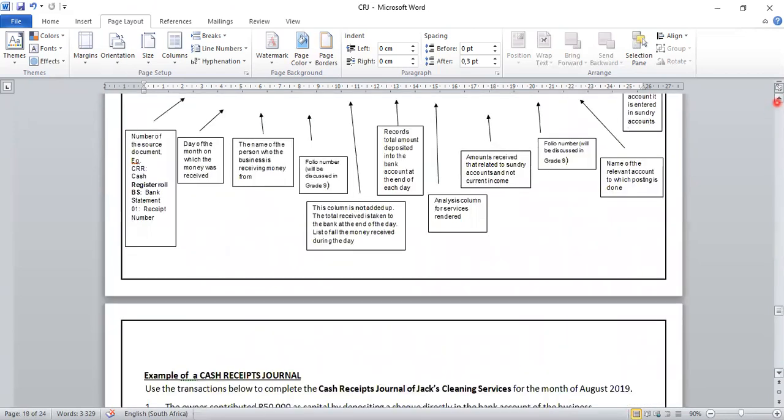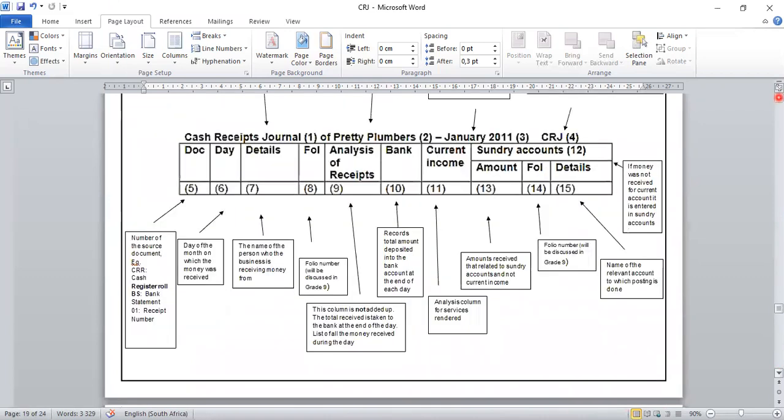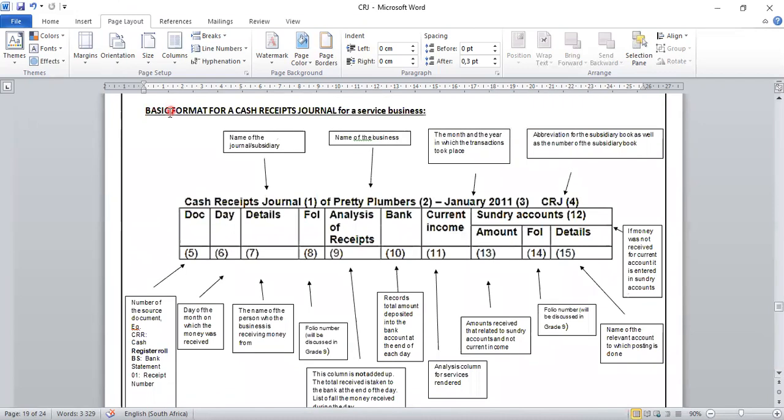Okay, let me try and go up a bit. Okay, basic format of a cash receipt journal for a service business. Learners, you will have your heading, and on your heading, you have the name of the journal. So you must specify whether it's a cash receipt journal or a cash payment journal. Then the name of the business as well must be on your heading, and also the month and the year in which the transaction took place.